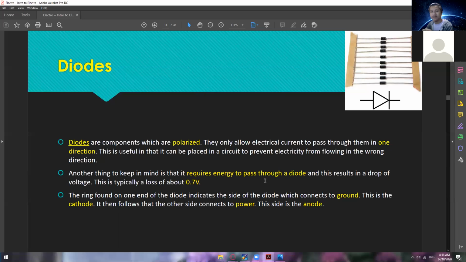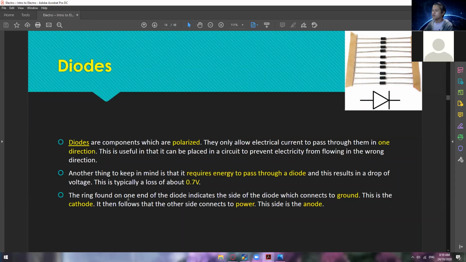So think of that as a payment for you to be able to pass through a gate. It is like a gate wherein it requires money or a ticket, and that ticket is an amount of 0.7 volts.